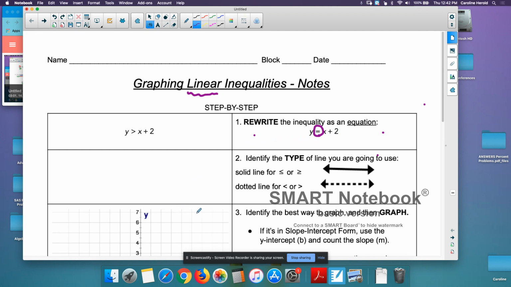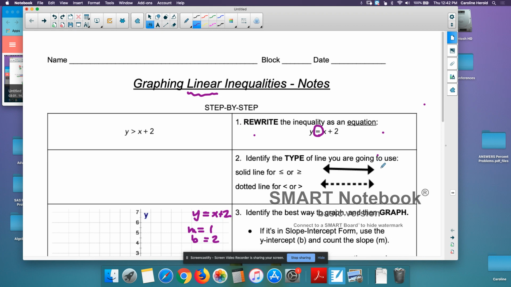I'm going to just record down here. This is y equals x plus 2. That is a slope of 1 and a y-intercept of 2. And then when I go to graph that, I'll have that information down here.